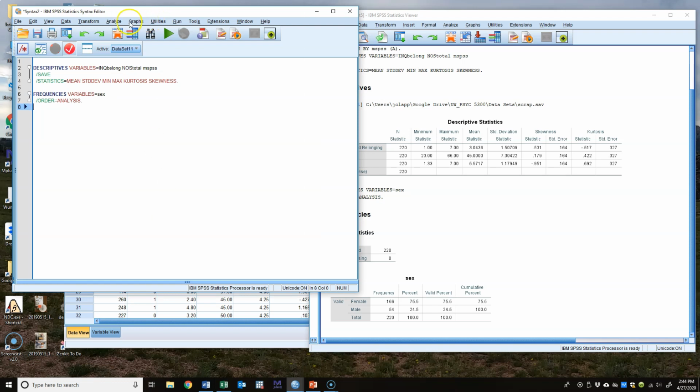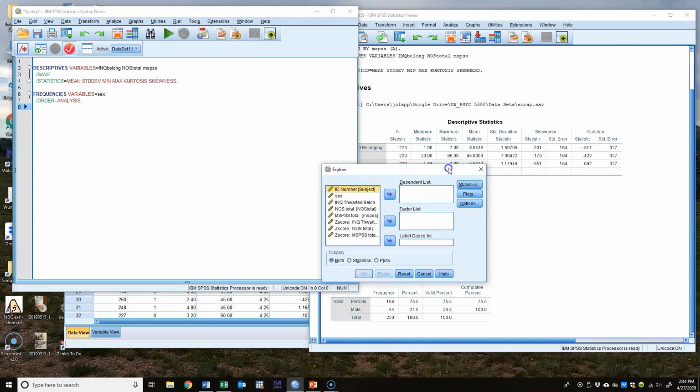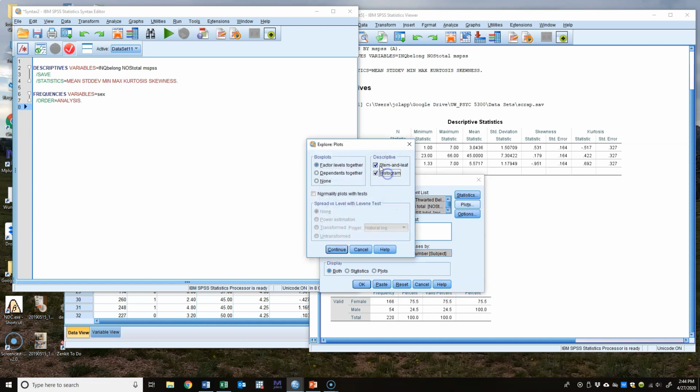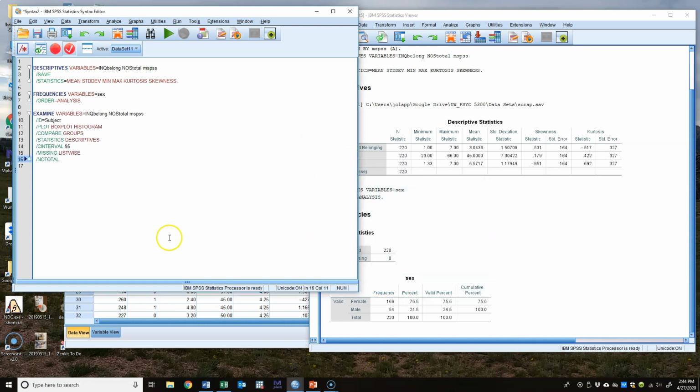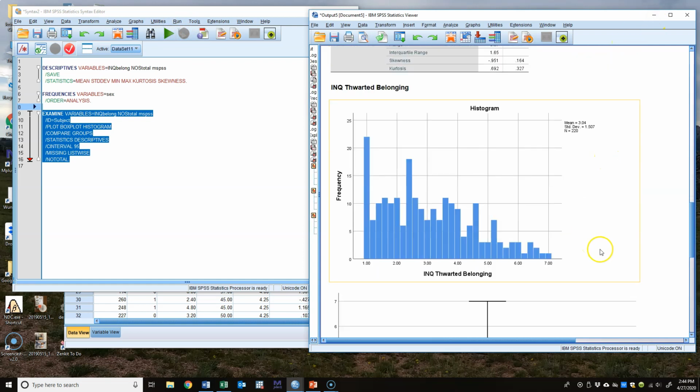But let's go through and graph and take a look at our box plots and our histograms. I'm going to take my 3 continuous variables, put those into my dependent variable, and label cases by my subject ID. Then for plots, I'm going to request histogram and click off stem and leaf. I'm going to paste that in here and take a look at my histogram.